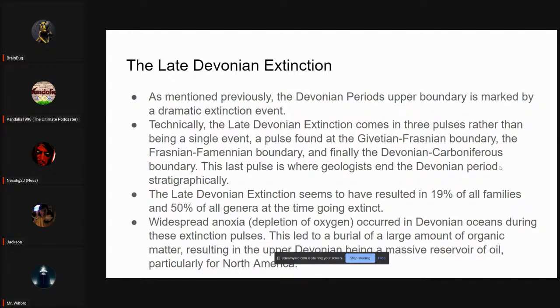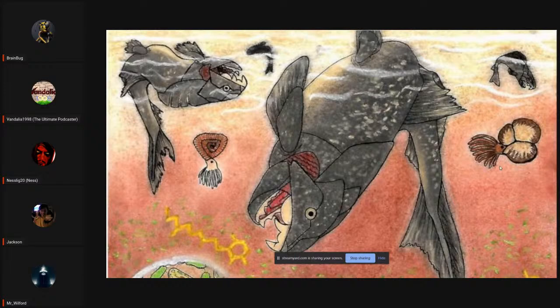Now, one of the things we note with the Late Devonian extinction is that the chemical traces we find in those shallow marine sediments indicate there was a massive depletion in oxygen called anoxia. This led to the burial of a very large amount of organic matter that otherwise would have decayed. As a result, the very upper Devonian, particularly in the United States, is a massive oil reservoir. You find tons of oil deposits there, so it's important for us to set our sights on that during oil exploration. And say goodbye to our poor little buddies, just choking out in the oceans because they've got no oxygen left.